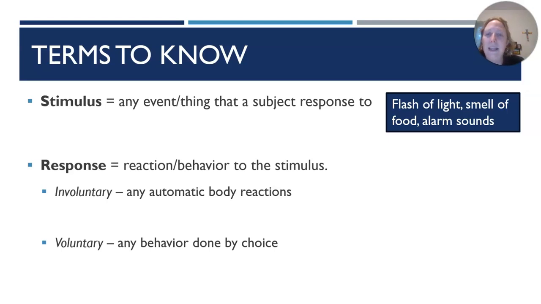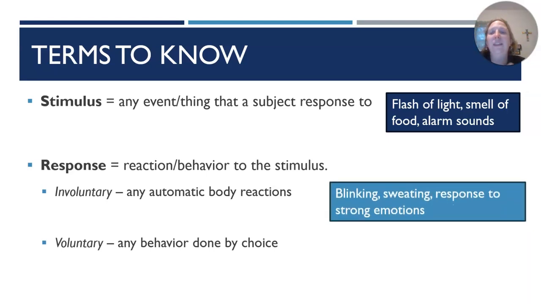The response is the reaction or behavior to the stimulus. So there's no example here specifically because I break it down into two. When you see that flash of light, the smell of food, an alarm sound, or a million other things that could act as a stimulus, if it's an involuntary response, it's an automatic body reaction. Does something make you blink, turn your head, sweat, respond to a strong emotion? Like if you're scared, do you jump?